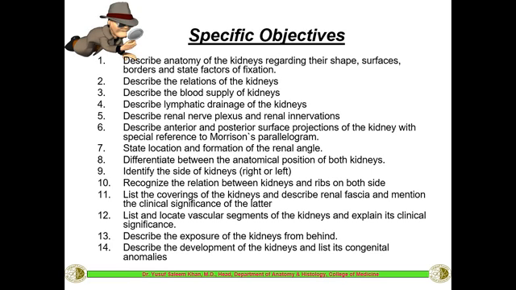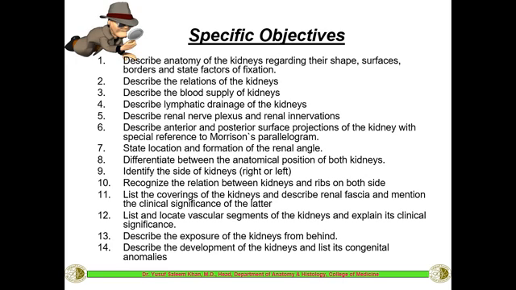Fourth is describe the lymphatic drainage of the kidneys. Fifth is describe renal nerve plexus and renal innervations. And sixth is describe anterior and posterior surface projections of the kidney with special reference to Morrison's parallelogram.